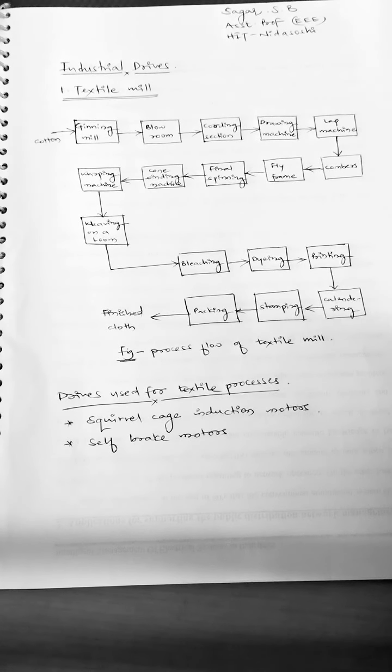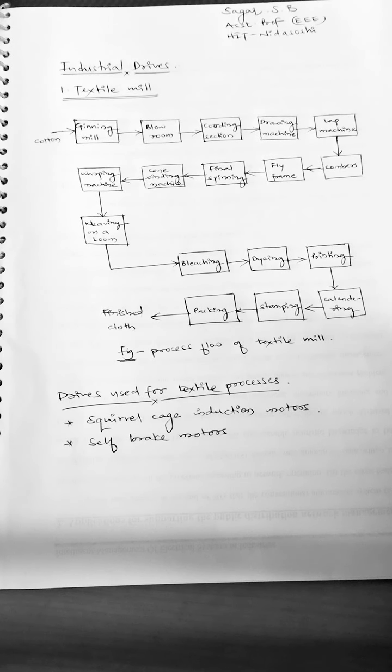Now, for each process we need to decide what the requirement of the machine is, and depending on that we will be selecting the appropriate drives. For example, in ginning and blowing, the approximate speed requirement is around 300 rpm to 1500 rpm. So load and speeds are nearly constant. Therefore, we can choose here a squirrel cage induction motor drive which has a synchronous speed of around 1500 rpm.